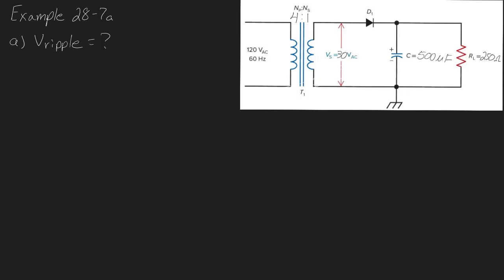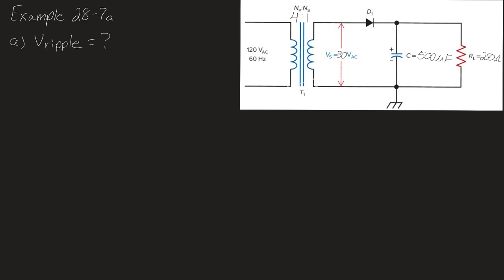In this video, we're going to take a look at example 28-7, and it's going to be in two parts. Part A is going to deal with a half-wave rectifier, and part B is going to deal with a full-wave rectifier. So in this example, we're asked to find the ripple. If you recall, the ripple is the fluctuating AC component in the rectified DC output.